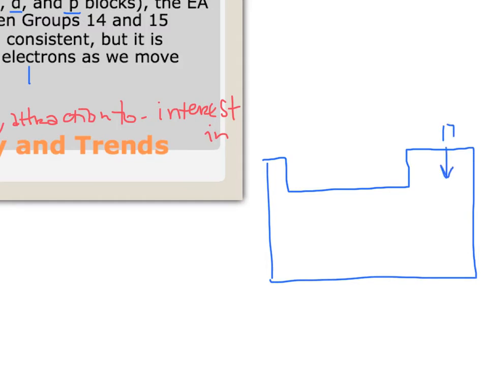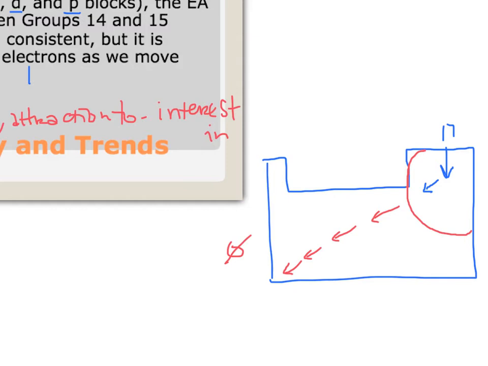Here is our highest electron affinity, and then as we move away, the electron affinity drops. So it's still relatively high in this area, but as we get across the periodic table, it's getting lower and lower and lower. And over here, there's basically no electron affinity.